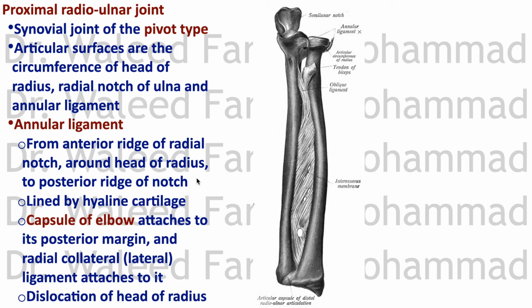Now, there's a common dislocation in children, dislocation of the head of radius, especially if someone is playing with a child by grabbing the child from the hands and spinning him around. This will lead to traction forces on the radius that will dislocate it from the superior radioulnar joint, and by a simple maneuver you can put back the head of radius in its position.